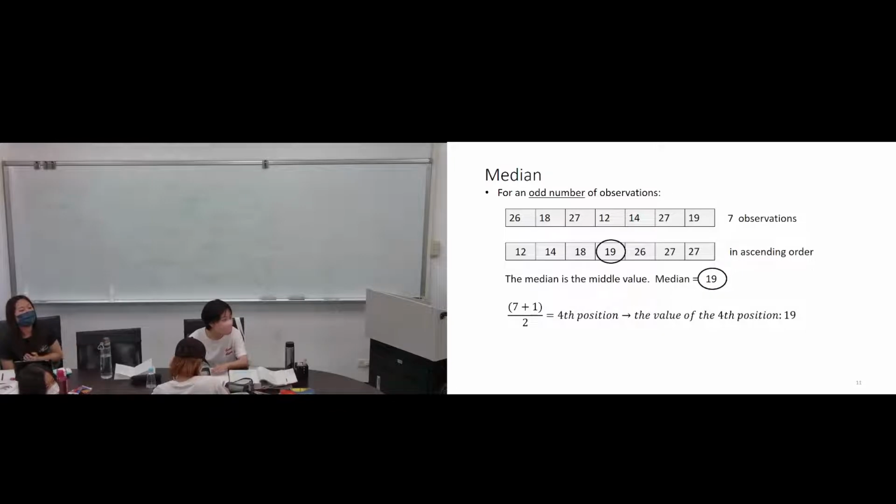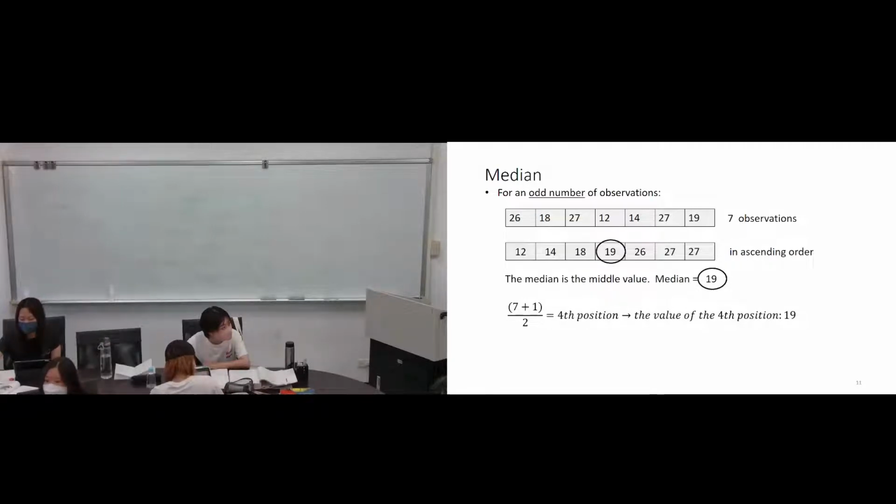So if we are faced with an odd number of observations, given 7 observations, first, in order to find the median, we rearrange the data values from the smallest to the largest. The smallest value is 12, and then 14, 18, 19, 26, 27. So we arrange the 7 data values in ascending order.